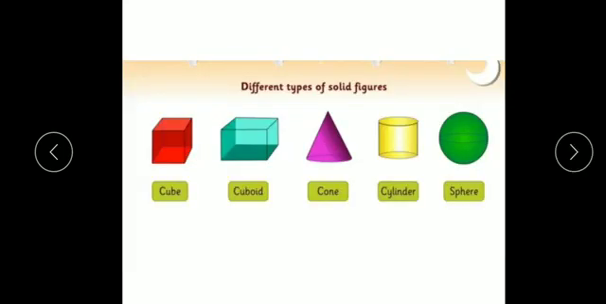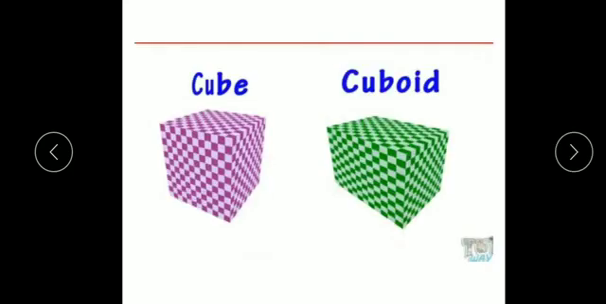So there are different types of solid figures like cube, cuboid, cone, cylinder and sphere. These are all different types of solid figures, right? They are fixed shapes. Their shapes cannot be changed. But today we are going to discuss only two solid figures, cube and cuboid, right?